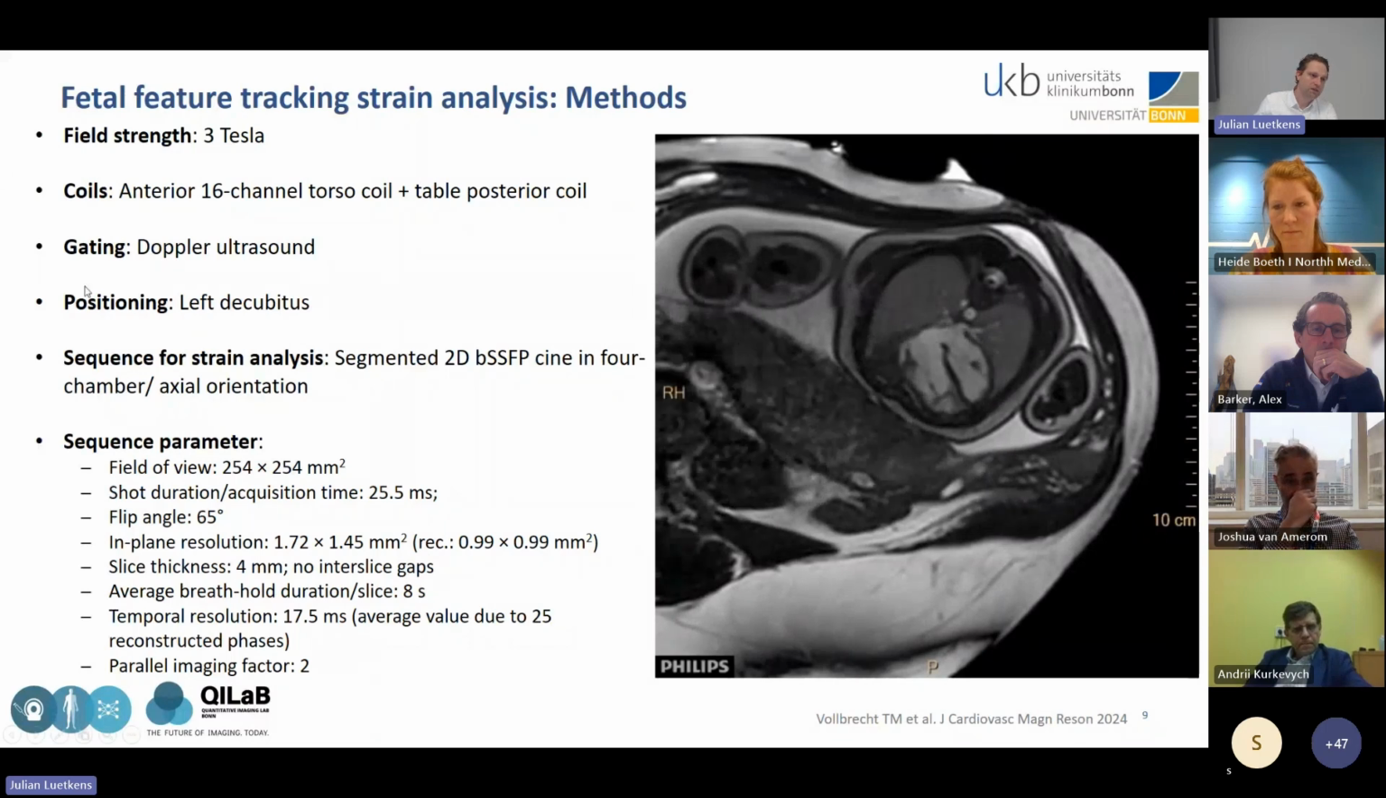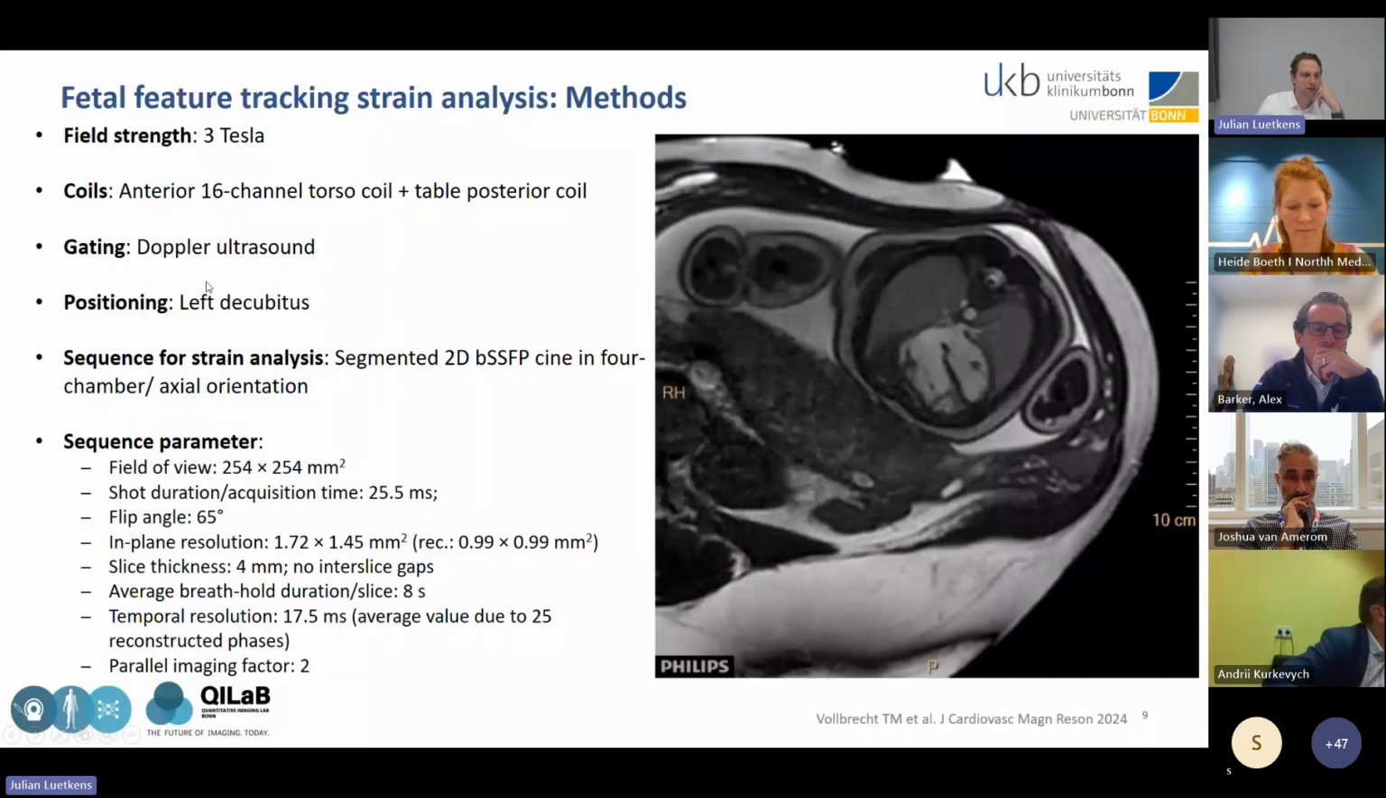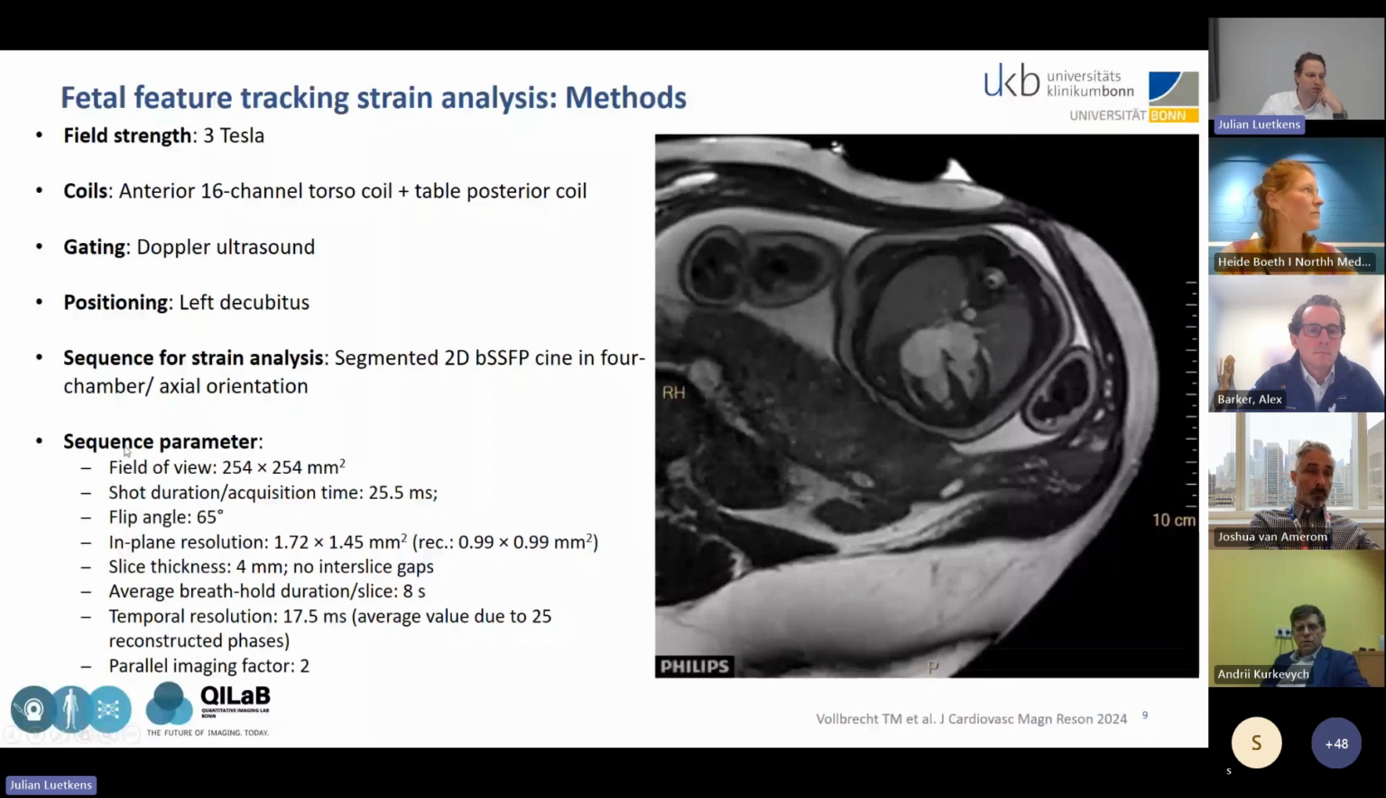Our study was done on a 3 Tesla magnet, and we used a normal anterior and also posterior table coil for signal reception. Gating was done with Doppler ultrasound, and the pregnant women were scanned in left lateral positioning. The sequence we used for strain analysis was standard segmented 2D CINE imaging in the four-chamber view orientation. And these are the scan parameters we used in our study.